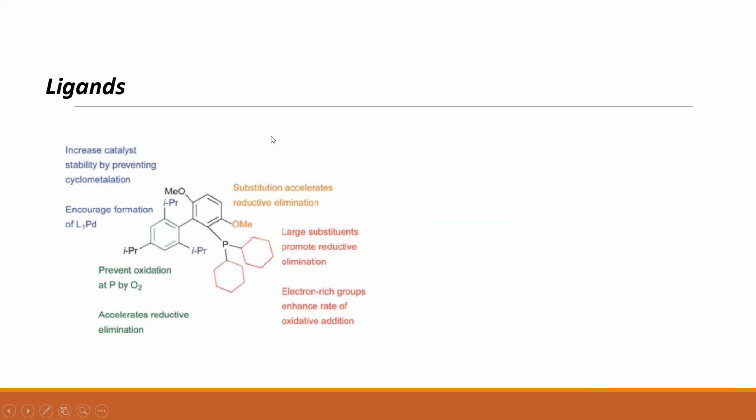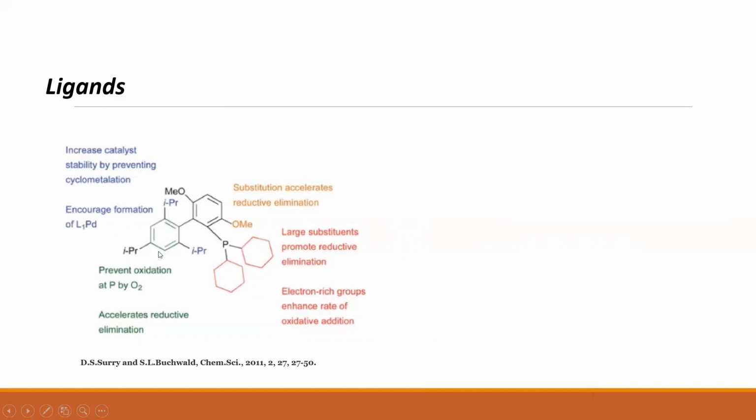Professor Buchwald proposed the general ligand design strategy as shown in this picture. In particular, the isopropyl groups in blue are designed for the purpose of increasing the stability of the palladium catalyst and stimulating the formation of monoligated palladium 0 species.